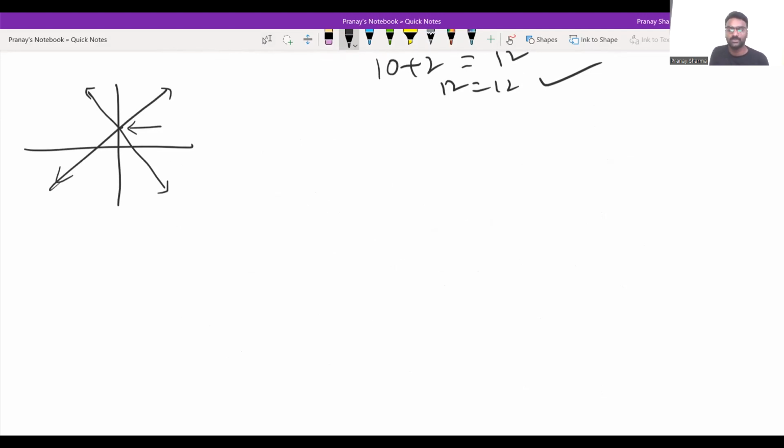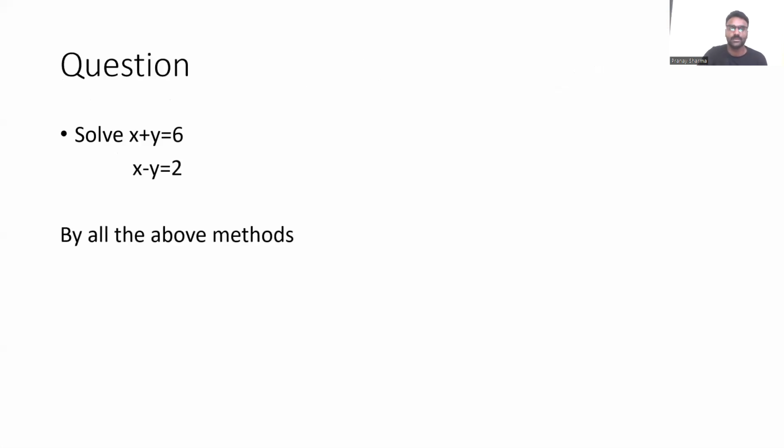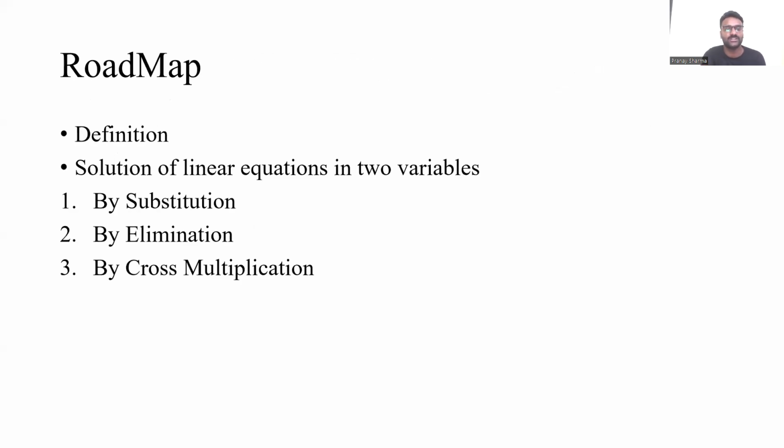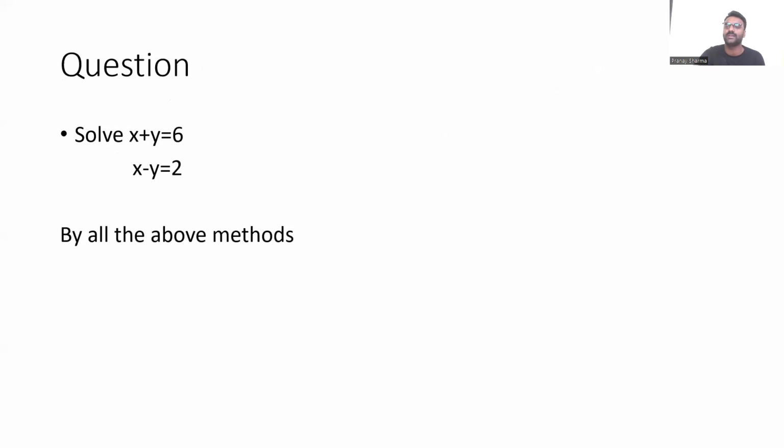Now we need to consider another example. So let me quickly share my screen. Fine. We need to consider one question and solve it through the above methods. That means we'll be solving it by substitution, elimination, and cross multiplication method. I'll also show the graphical representation when we conclude the session, then we'll talk about this as well. So x plus y equals 6 and x minus y equals 2 is what we have.